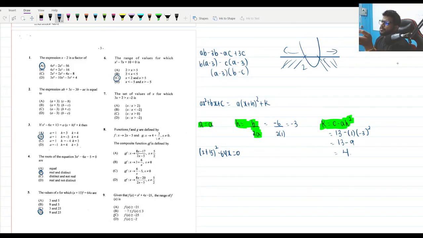This is another repeat as well. I think this one is x is greater than minus 2. Yeah, this is the repeat, x is greater than minus 2.